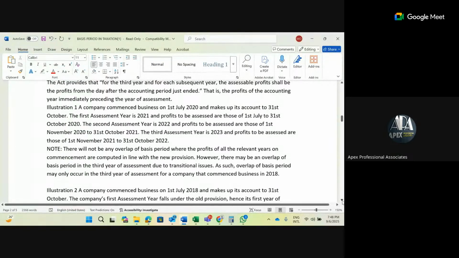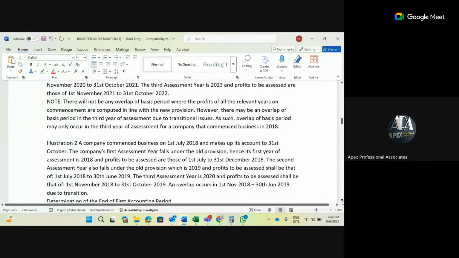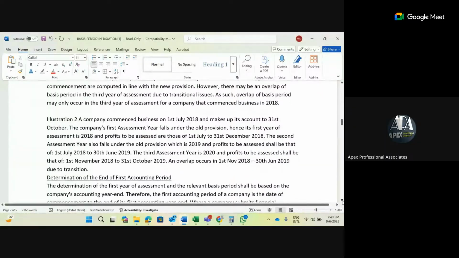However, there may be an overlap of basis period in the 3rd year of assessment due to transitional issues. As such, overlap of basis period will only occur in the 3rd year of assessment for a company that commenced business in 2018. So that is what that place is talking about.